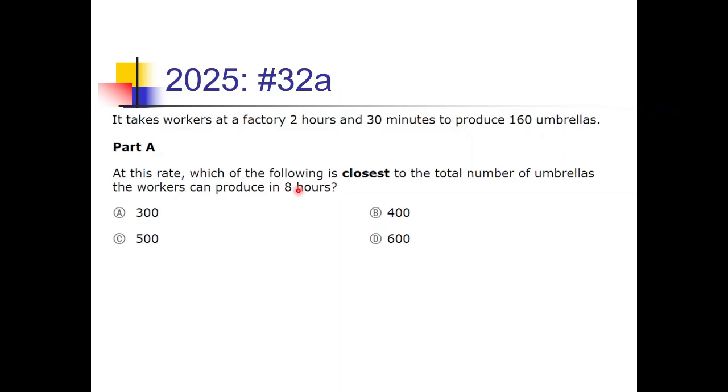So I'm going to just set up a little bit of a conversion factor setup here. I'm starting with 8 hours, and I want to convert that to umbrellas. So what's the conversion factor between hours and umbrellas? Well, I know that 2.5 hours is equivalent to 160 umbrellas. And I want to get rid of hours and get umbrellas. So I'm going to write 8 hours times 160 umbrellas over 2.5 hours.